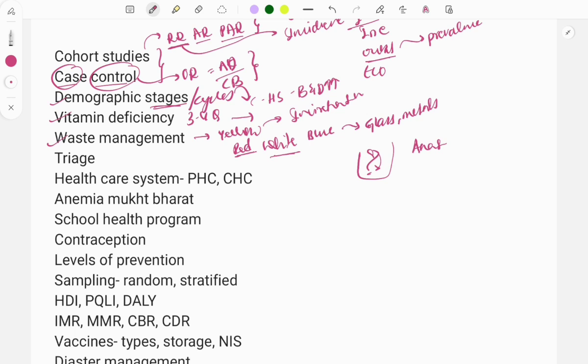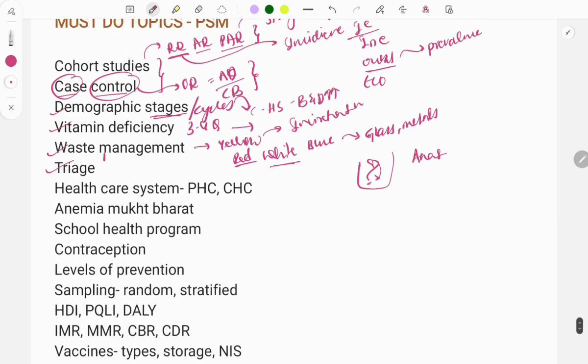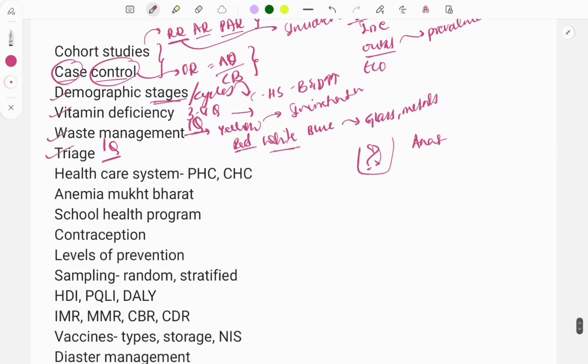So moving on, triage. Triage is also an important thing and questions are asked on the triage also. One question, you write this down, because in the past year all the papers there were questions asked on this waste management and the triage. Okay, so triage also we will divide these things, these groups.